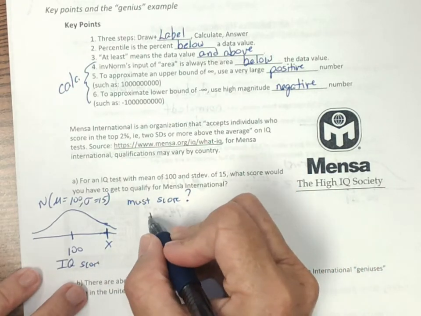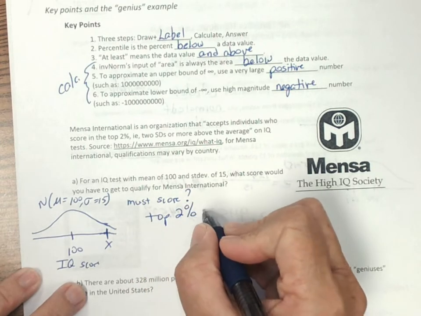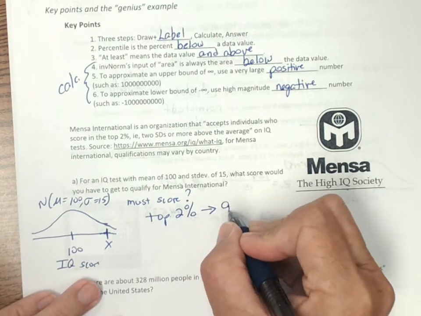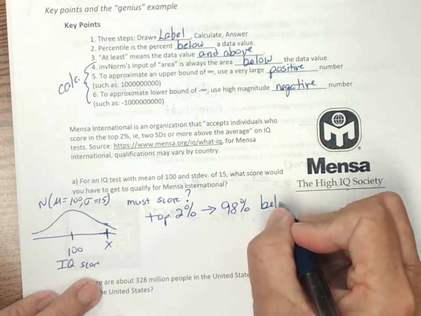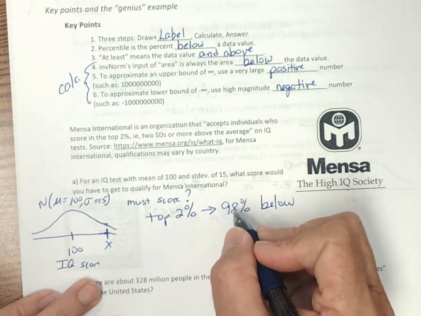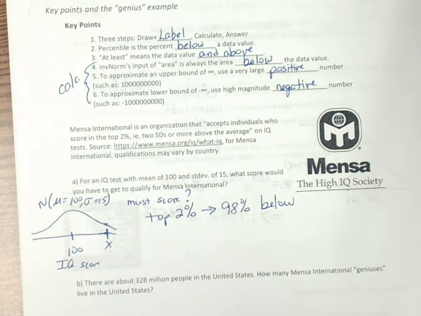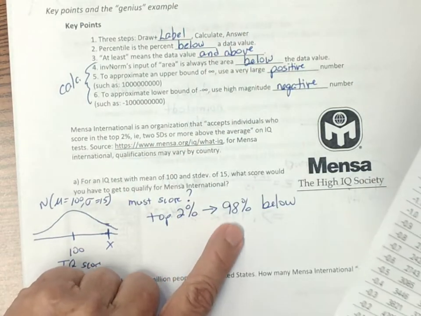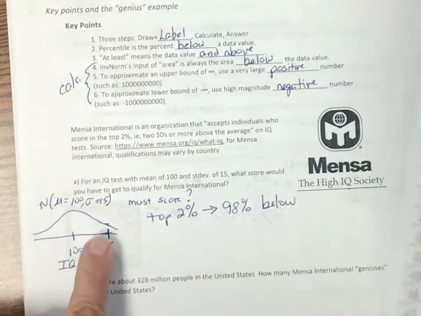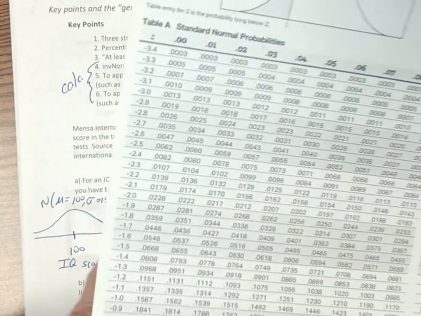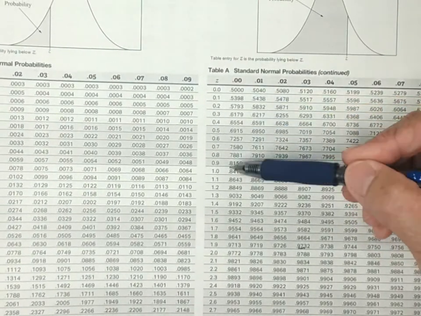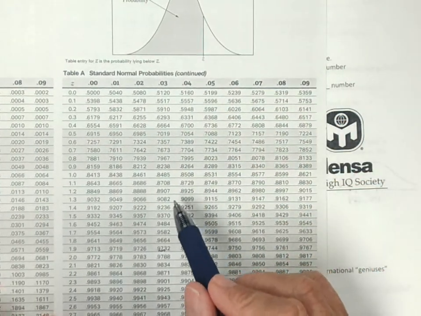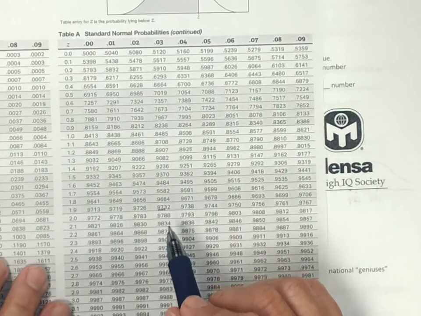So if I'm in the top 2%, what percentile is that? Or what percentage is below that? So there's got to be 98% below. So I'm going to be looking for the 98th percentile in my table. So again, I have the percentile. I'm going to be looking for 0.9800 in my table. And I know this is going to be to the right, so it's a positive number. So on my table, I'm looking under the positive Z values. And inside here, I'm looking for something close to 0.9800.